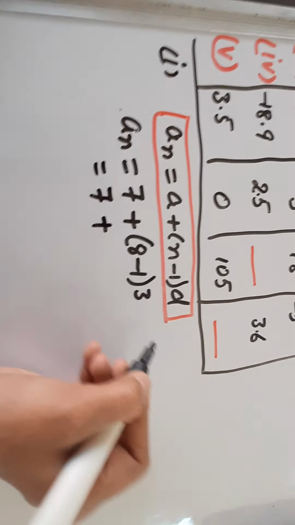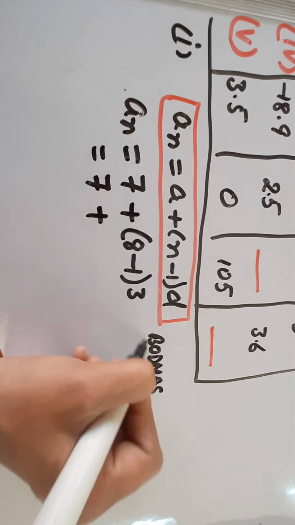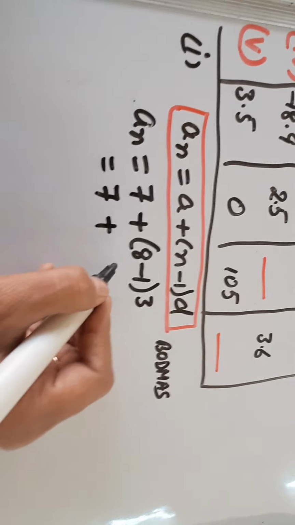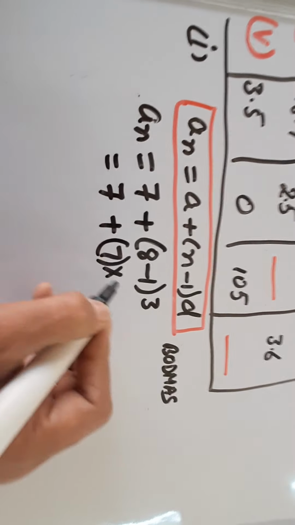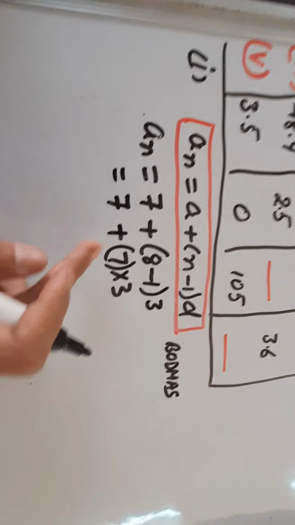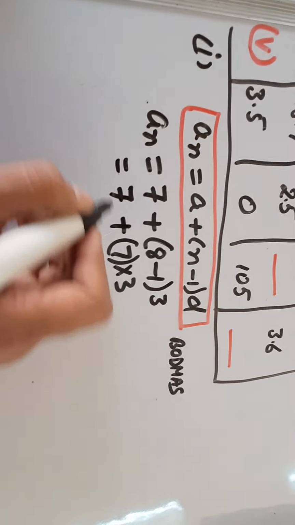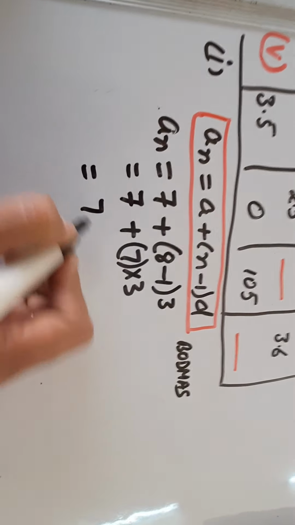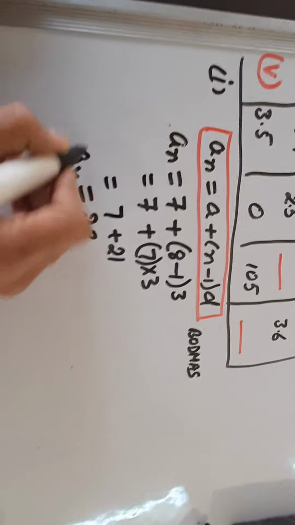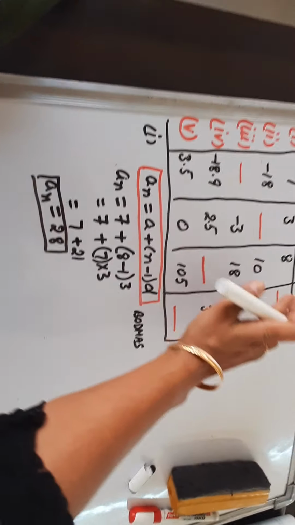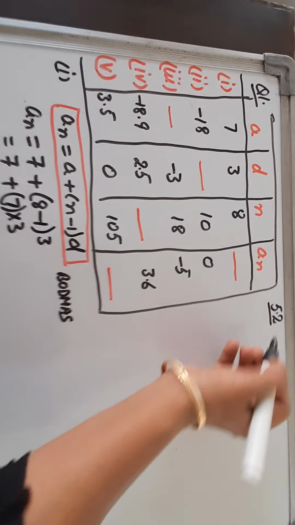7 plus, according to BODMAS, always do the calculation. First the bracket must be solved. So 8 minus 1 is 7 multiplied by 3. Now I can put the bracket or the multiply sign. Before adding, multiplication should be done. But what do children do? They first add, then multiply. No. So 7 plus 21, so 28 is the An term for the first part, right? Now similarly, let us do the second part.